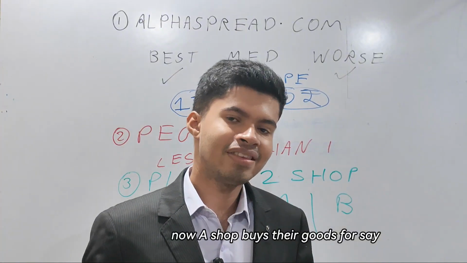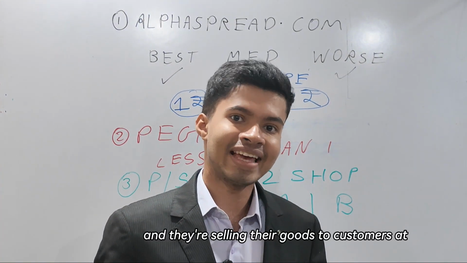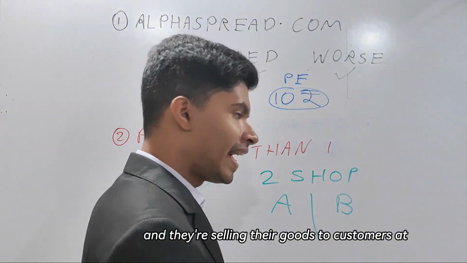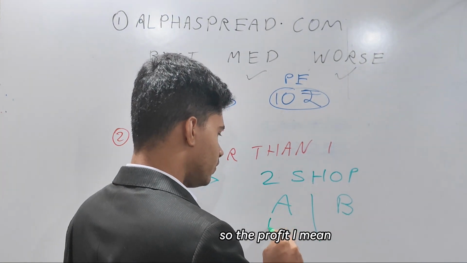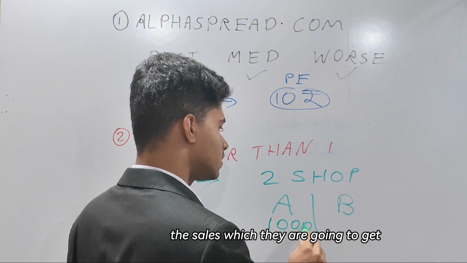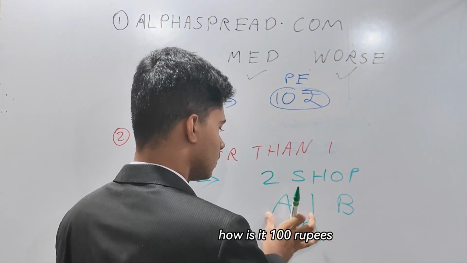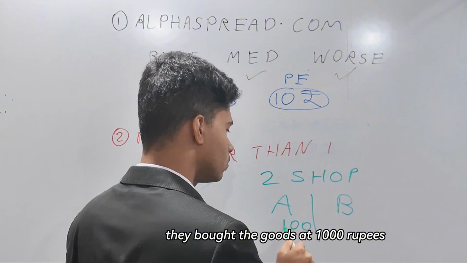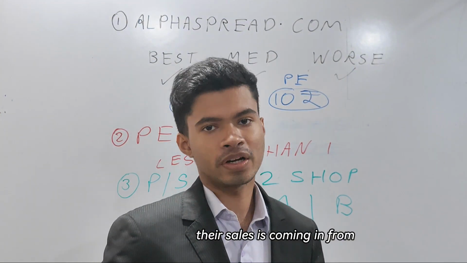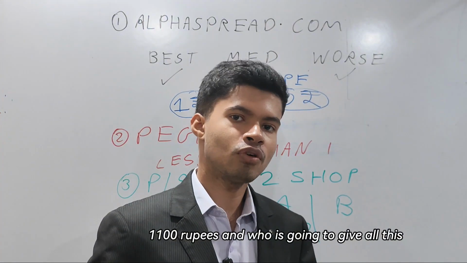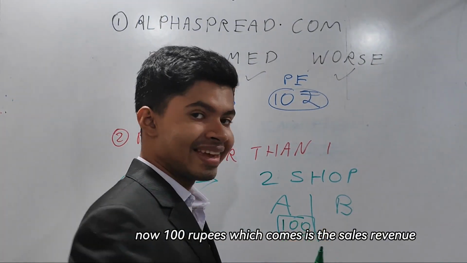Now A shop buys their goods for say around 1000 rupees, and they're selling their goods to customers at say 1100 rupees. So the profit, I mean the sales which they are going to get, is going to be 100 rupees. How is it 100 rupees? They bought the goods at 1000 rupees and they're selling. Their sales is coming in from 1100 rupees. And who is going to give all this? The customer. Now 100 rupees which comes is the sales revenue.